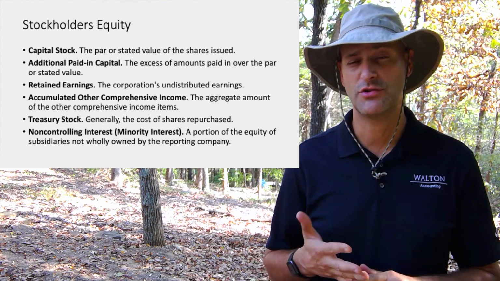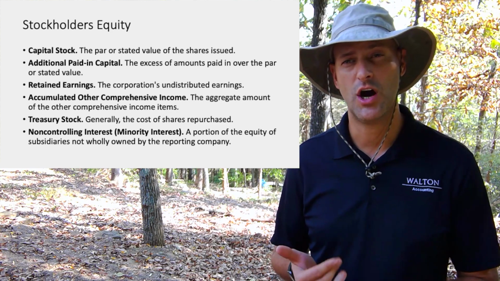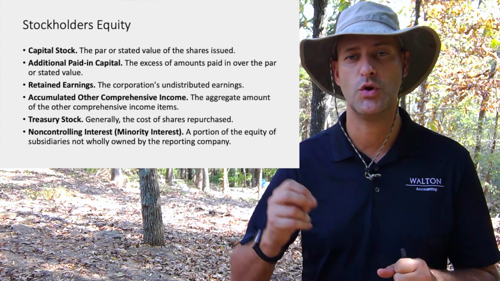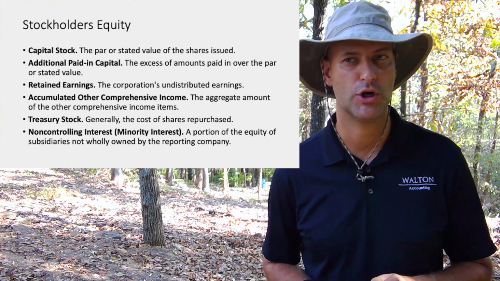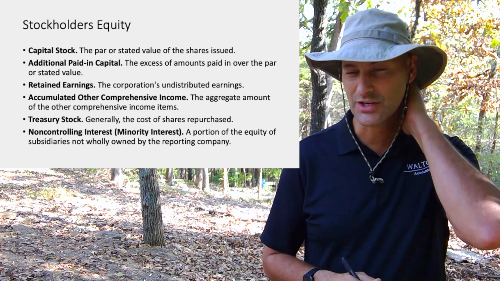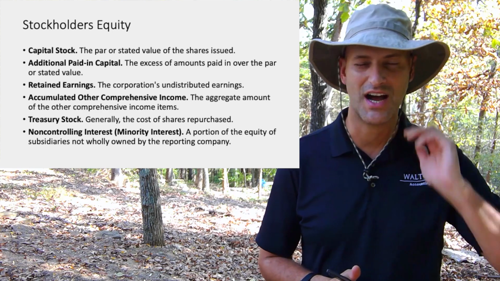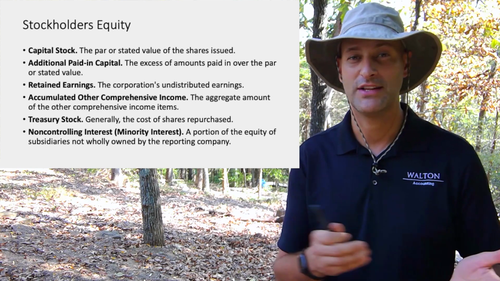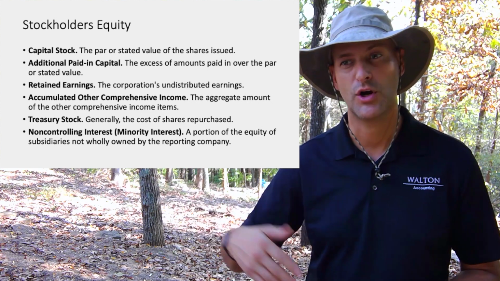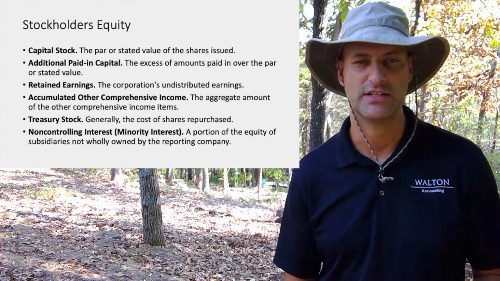We also can have treasury stock, which is generally reported at the cost the company purchased it for. Treasury stock is the company's own stock that it has bought in the active market. So it can buy its own stock and hold it. It does not get to report gains and losses on its own stock, which is why it's reported at cost. It can choose to either sell it back into the market or retire it. Those are its options.